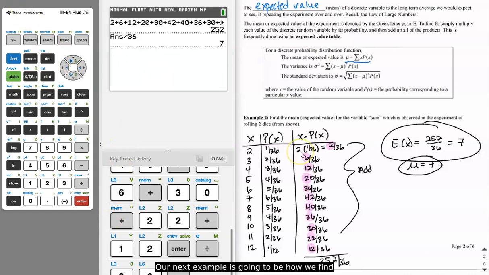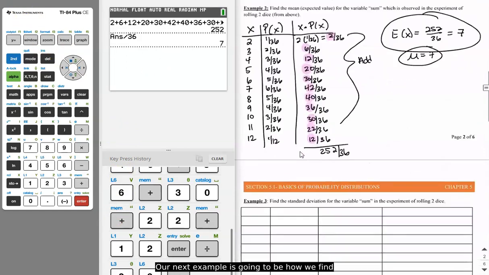Okay, so our next example is going to be how we find the standard deviation for the variable sum in the experiment of rolling 2 dice. And I'm actually going to stop the video here, and we'll talk about this next example in the next video.